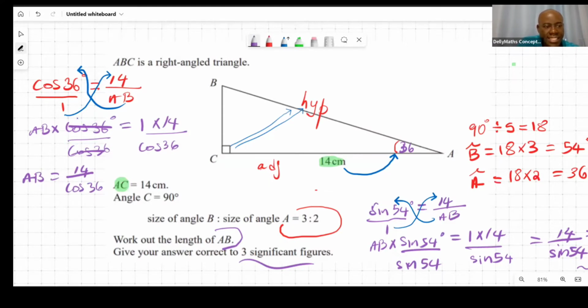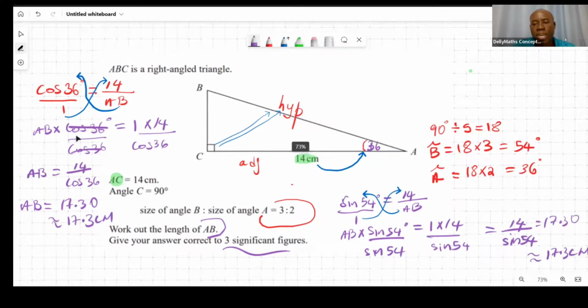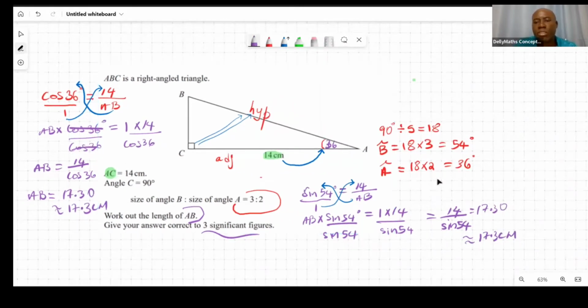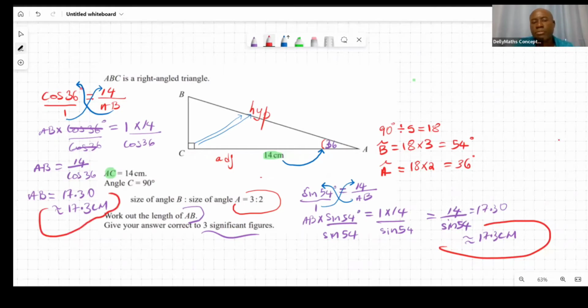And we're getting the exact answer. We're getting that AB is equal to 17.30, but to 3 significant figures, it's 17.3 centimeters. So you could definitely see that the two approaches ended up having the same response. As long as you're not making any error, here it is, 17.3 and 17.3. We approached it from two separate angles.